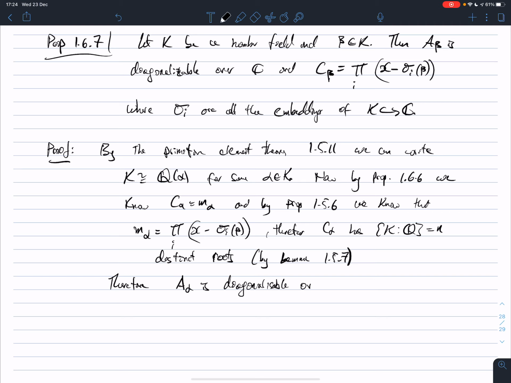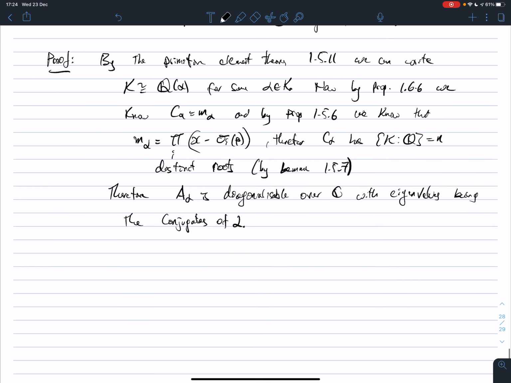Over the complex numbers, its eigenvalues are going to be the other roots of the minimal polynomial, which in this case is the characteristic polynomial, which are the conjugate roots. So with eigenvalues being the conjugates of alpha. So what does this mean?